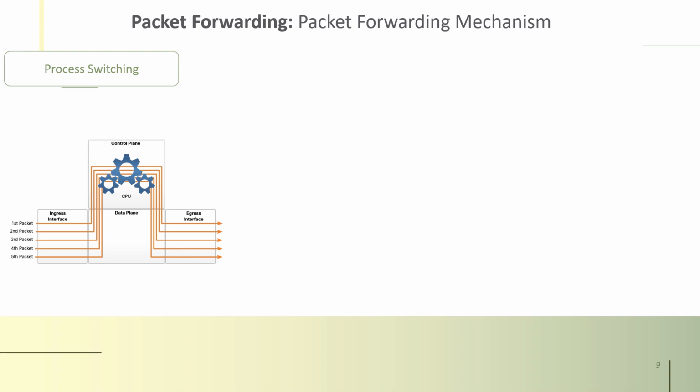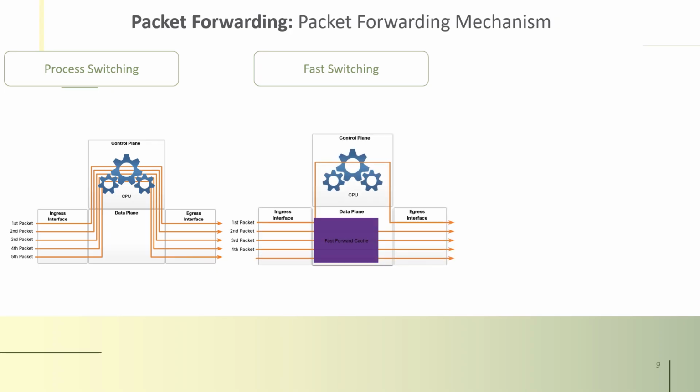The other mechanism is fast switching. It's an older packet forwarding mechanism which was the successor to process switching. Fast switching uses a fast switching cache to store next hop information. When a packet arrives on an interface, it is forwarded to the control plane where the CPU searches for a match in the fast switching cache. And if it is not there, it is process switched and forwarded to an exit interface.